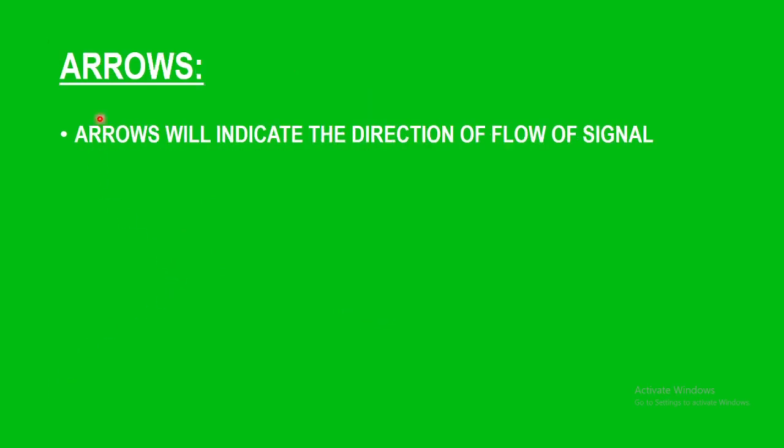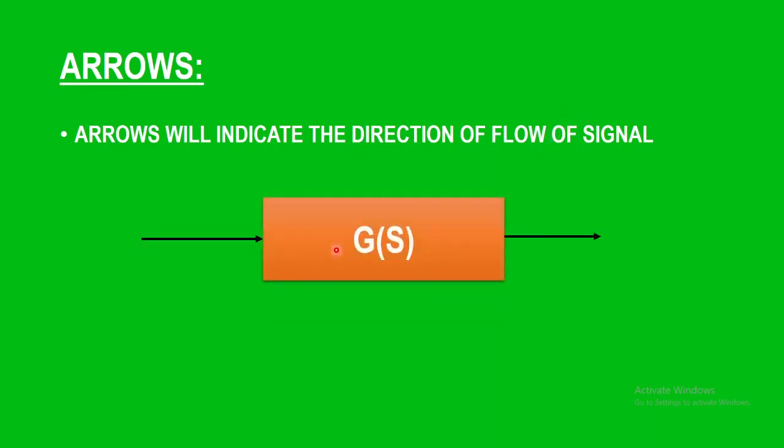Now, what is the meaning of the arrows here? Arrows indicate the direction of flow of signal. Whenever you consider any block, we represent it with arrows. These arrows indicate the direction of flow of signal, that is, in which direction you are giving the input and in which direction you are going to get the output. So we use arrows for the flow of signal.